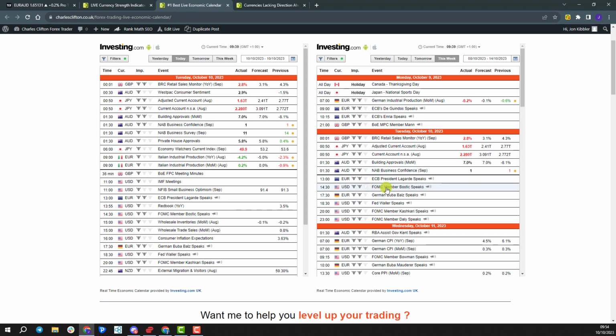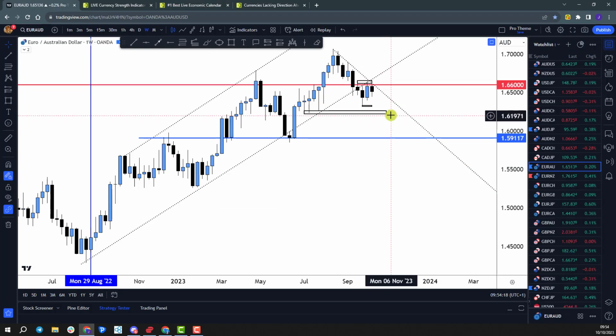We've got two FOMC member speeches, a Federal Reserve speech as well, and we've also got some data out of Europe in terms of ECB President Lagarde speaking. So lots of data coming this afternoon. We had some data out already today out of Italy, which was fairly positive. Euro dollar in fact traded higher, so there could be some potential moves on the euro later.